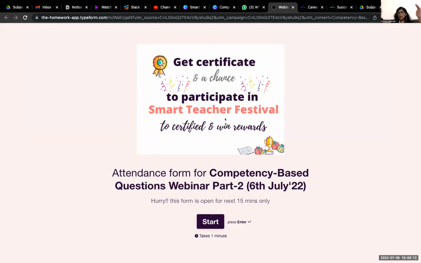It's a 7-day long festival in which you have to create 3 assignments. You create 3 assignments using the homework app, you share it with your students, and then get 30 submissions at the minimum. And post this, the team will send you the scores every day and everything on the WhatsApp group itself, and you will get a reward worth rupees 2000, and also a Smart Teacher certificate, which is an official certificate by the homework app and team.